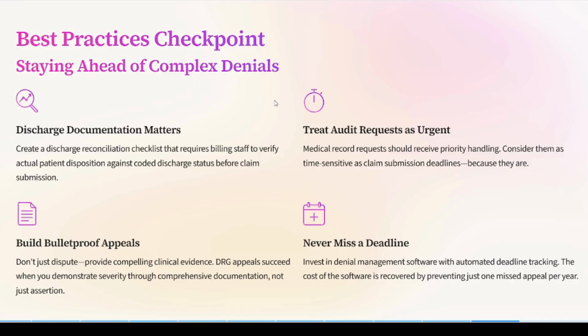All right. So you want to create a discharge reconciliation checklist that requires billing staff to verify actual patient disposition against coded discharge status before claim submission. You want to treat audit requests as urgent. Medical record requests should receive priority handling. Consider them as time sensitive as claim submission deadlines, because they are.